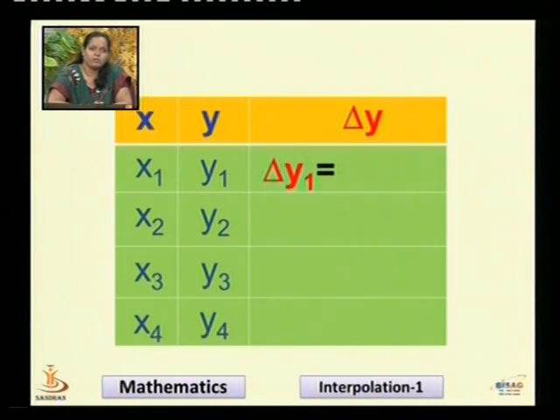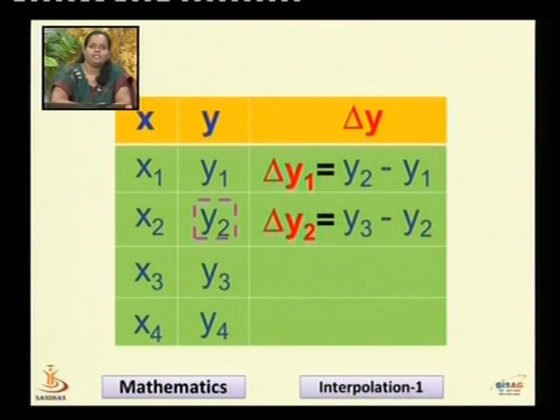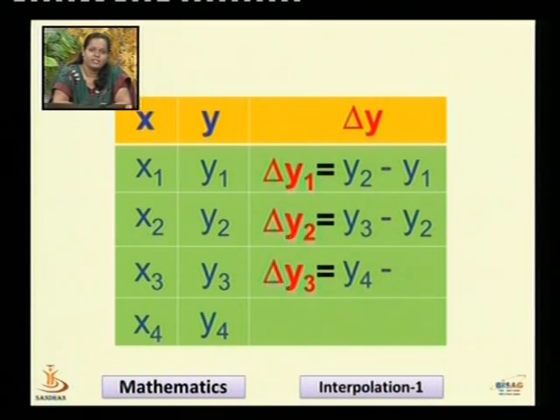Now as on the table, it will be y2 minus y1. Now the first order forward difference at the second point y2 will be delta y2, which will be y3 minus y2. The first order forward difference at the third point will be delta y3, which is equal to y4 minus y3. Now we can easily see from this table, since we have 4 data points, we will be evaluating the first order forward differences only for the first 3 points.